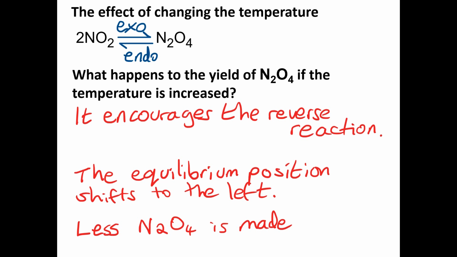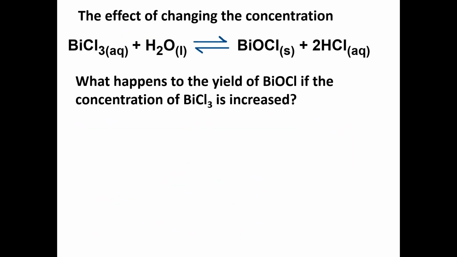And this is a good writing frame for answering these questions. You say, is it going to encourage the forwards or reverse reaction? Will the equilibrium position shift to the left or the right? Therefore, will more or less of the product be made? Keep watching until the end because I'm going to put a link up to another video where I walk you through an exam question to consolidate your understanding of this difficult topic.